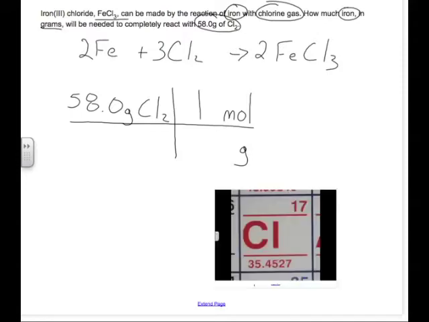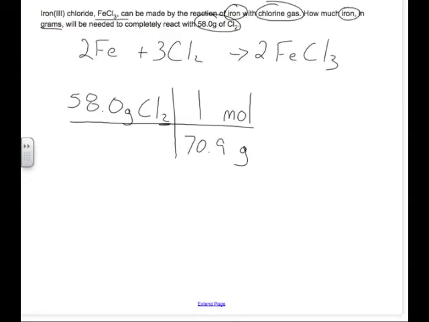Now at this point, moles is always going to be 1 pretty much. And for grams, it's going to be the mass from the periodic table. Keep in mind, though, this is not just chlorine. This is chlorine gas, which is Cl2. So chlorine is 35.45, and if I have 2 of them, that is 70.9 grams. If you have your calculator, this would be the time to use it, because 58 divided by 70.9 is 0.818. Like I said, my grams cancel, and this is moles of Cl2.